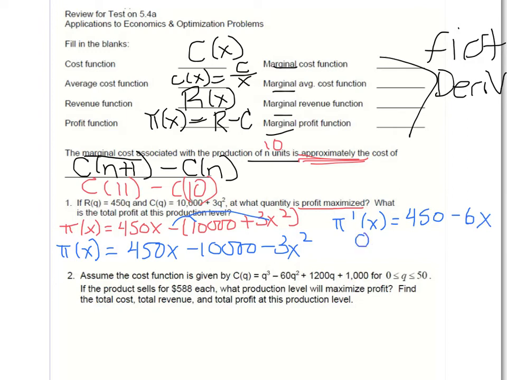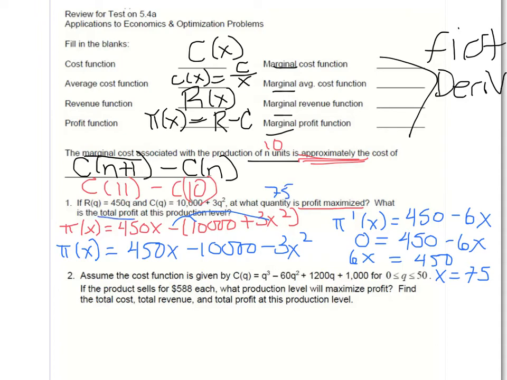And when the first derivative equals 0 is when you have a max or min. And now we have to solve this equation. I'm going to add 6x, divide by 6. We get 75 items. So that's the quantity.